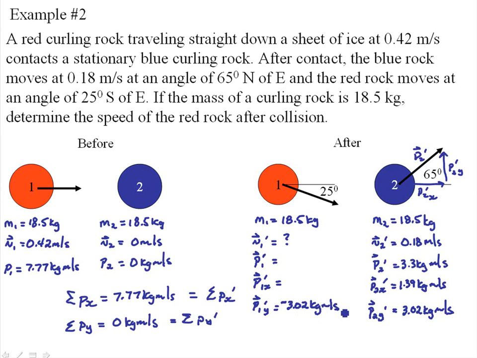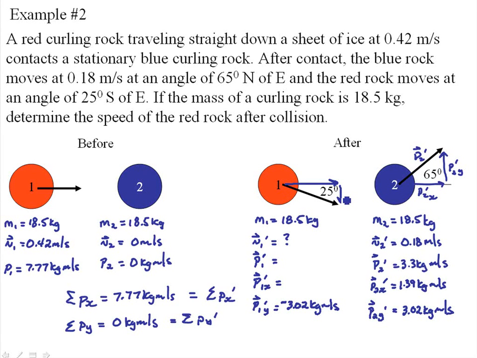That also makes sense according to our diagram, because if you break object 1 into its components, you will see that I have a horizontal component to the right, but a vertical component down. So it should be an opposite sign. I also know that the total momentum in the x direction has to add to 7.77.